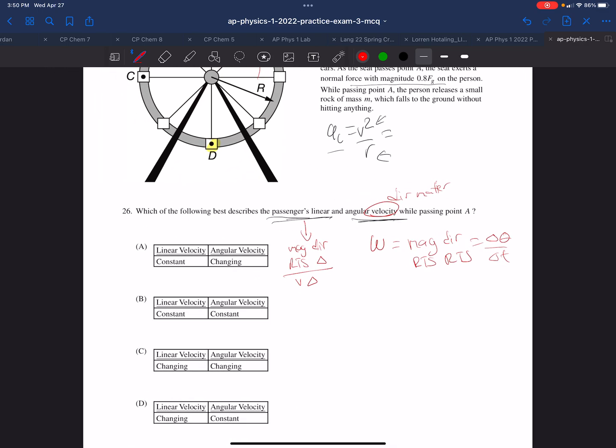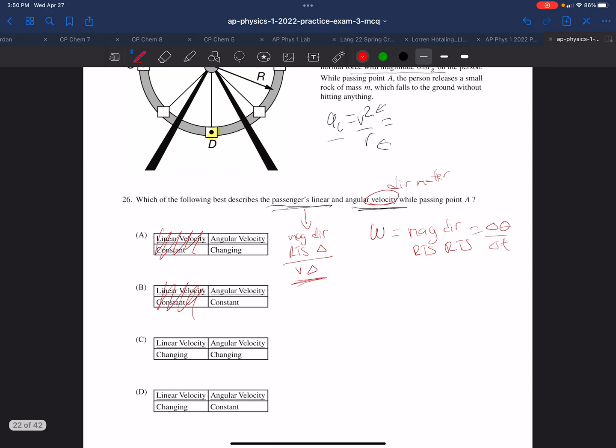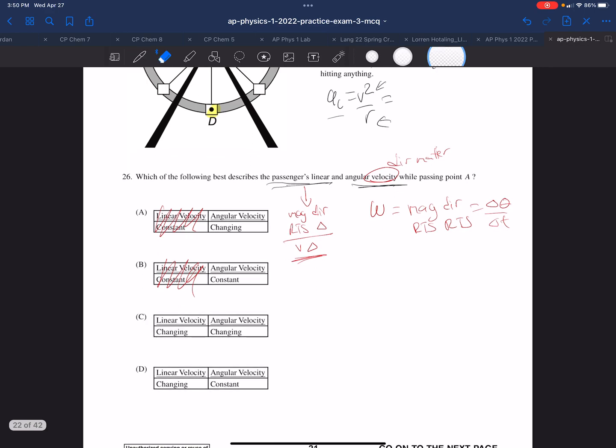So what we think is happening to the linear velocity is that the linear velocity is changing because the direction is changing. So that's out. So that leaves choices C and D. And if we look at the angular velocity, we think it's constant because both the magnitude and the direction remain the same, and therefore choice D.